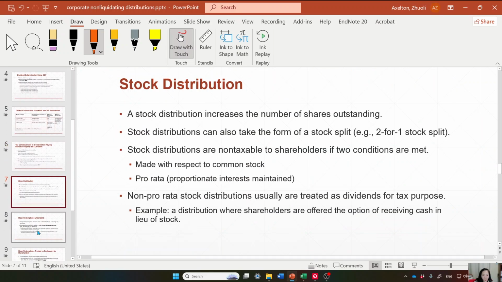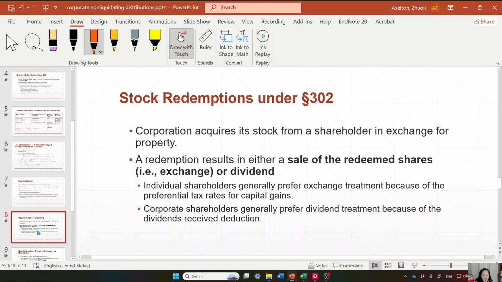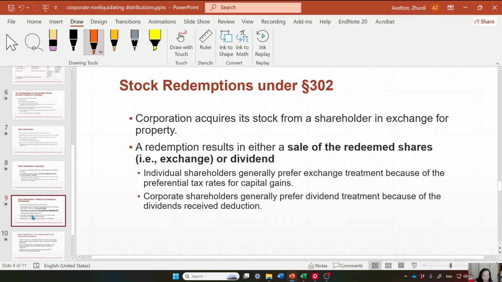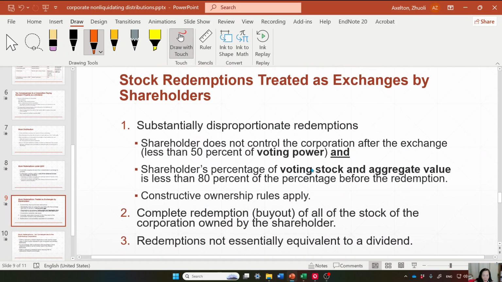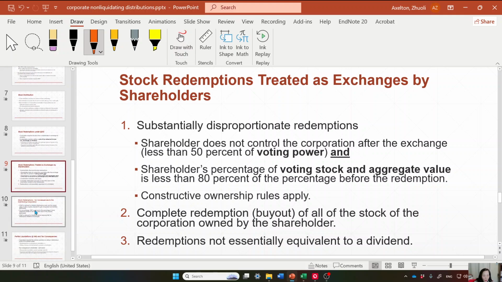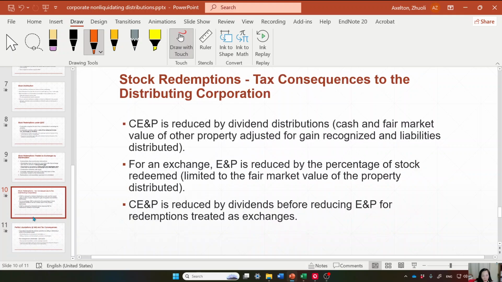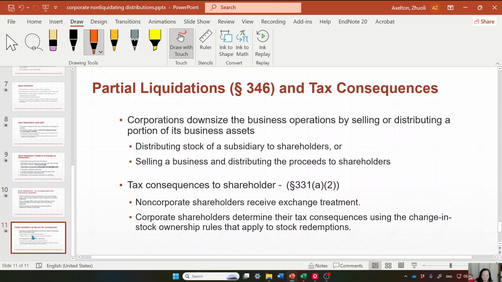Okay, the stock redemption, same thing. Just understand what it's about, and in what instances stock redemption is treated as an exchange, and in what instances it is treated as a dividend. So those are just for information only. I really do not need to dive into this too much.